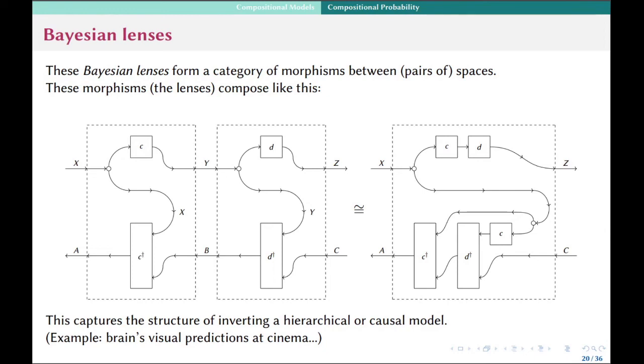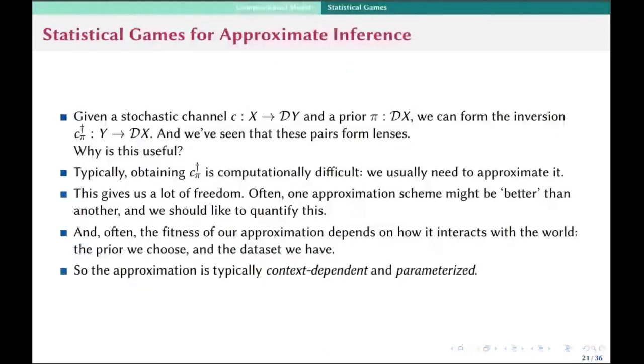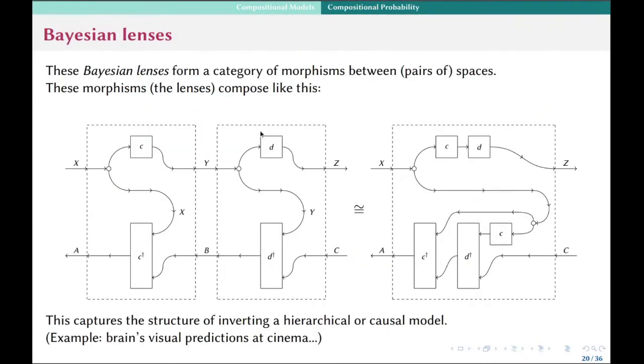But the structures I was talking about just then are kind of exact inversions, and obviously, yes. Could you say what you mean exactly by Bayesian lens? What is the definition? A Bayesian lens is a pair of a forwards channel, or conditional probability distribution, and one of these backwards channels, which takes in a prior and gives you the updated prior given an observation.